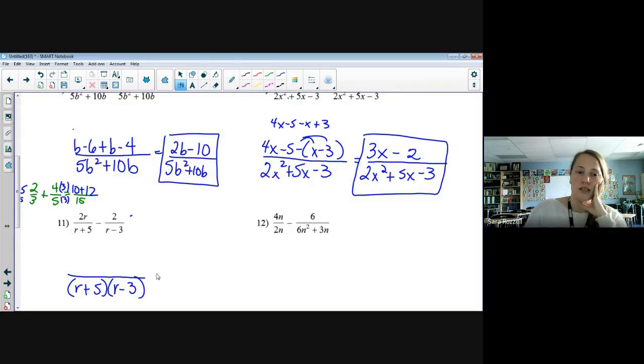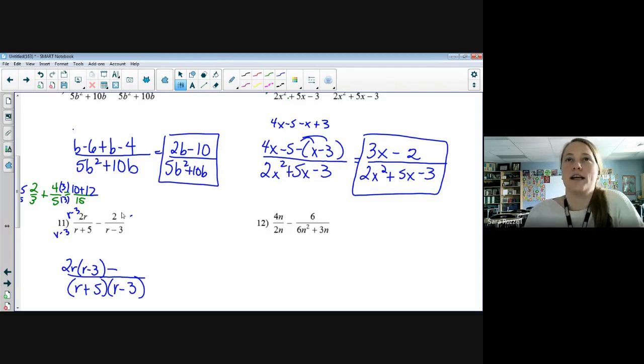Okay? So now let's think about what the left-hand side needs. It has the r plus 5. What does it need to make it this denominator? Yeah, it needs the r minus 3. So it already has the r plus 5, it needs the r minus 3. So we've got r minus 3 that we have to multiply by on top and bottom. So I'm just going to write 2r, r minus 3. I'm going to simplify in a minute. So I have my 2r. I need to multiply it by r minus 3, keeping my minus sign.